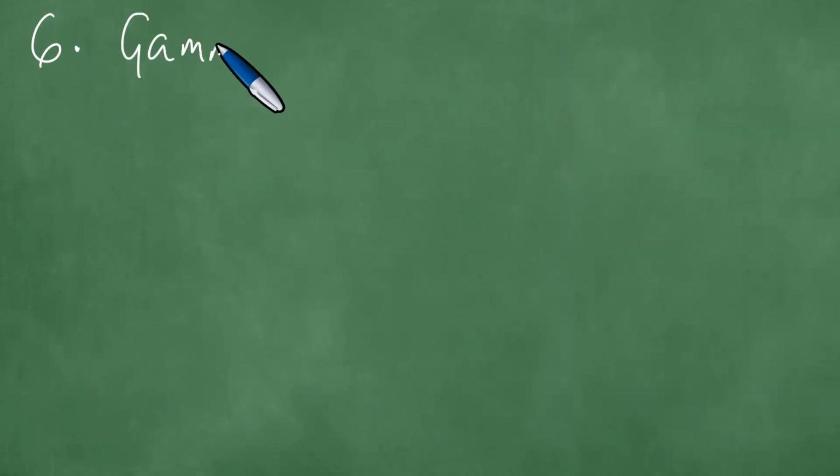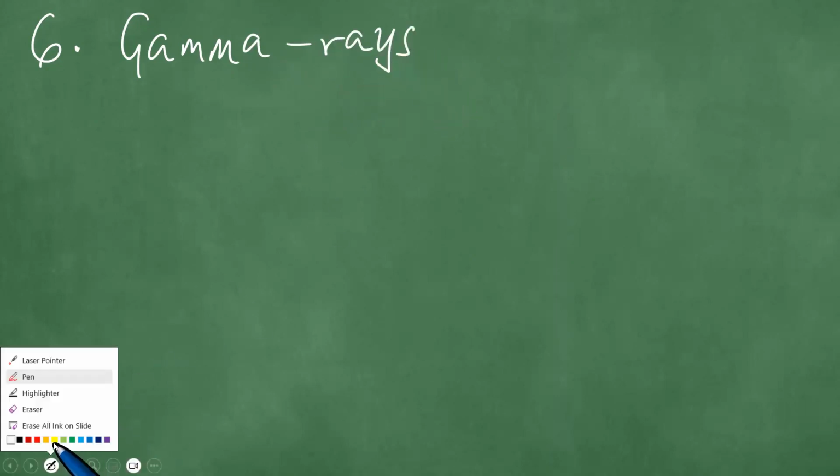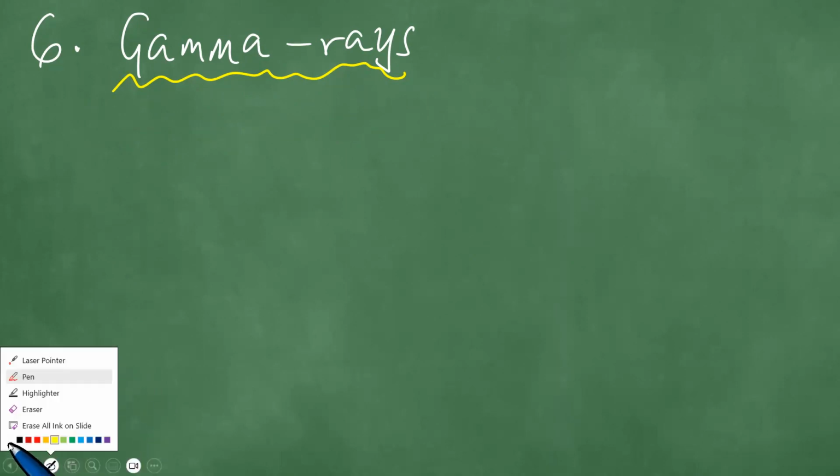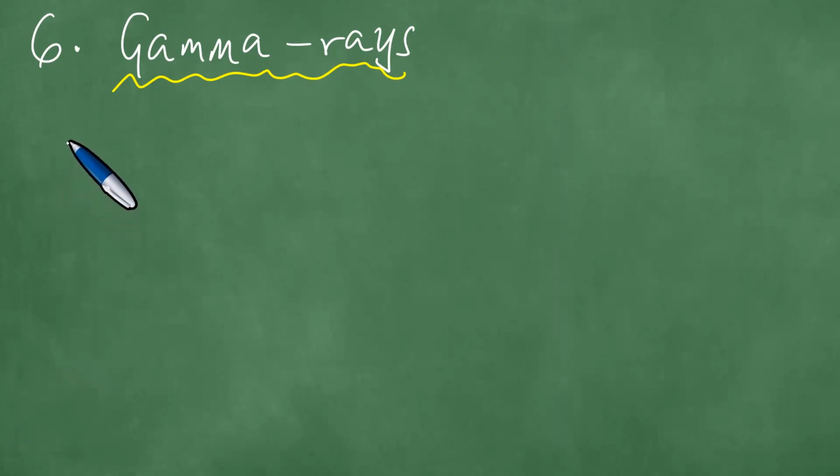The gamma rays. What are gamma rays? Do you know gamma rays? Well, gamma rays are part of the electromagnetic radiation. They are in the EM spectrum. But what are they, these gamma rays? Do you know what gamma rays are, Luyanda? No. Okay.